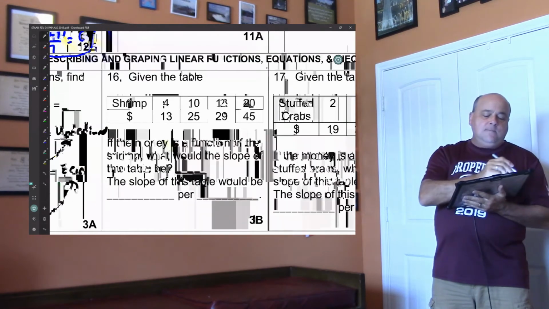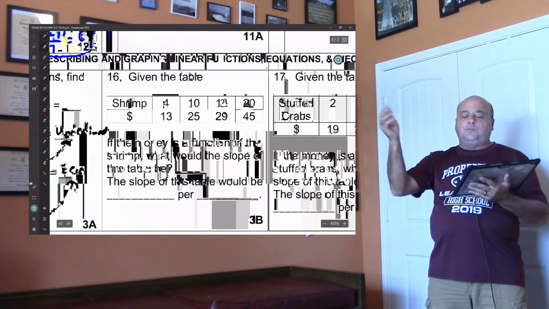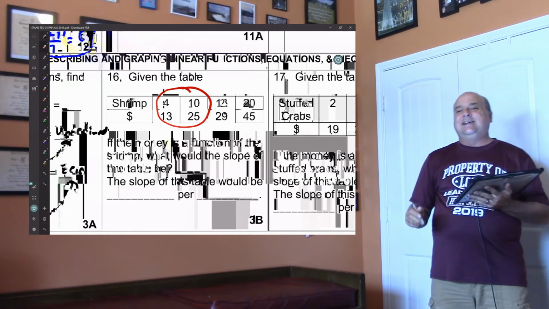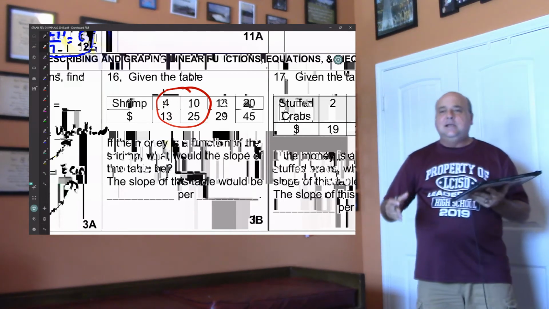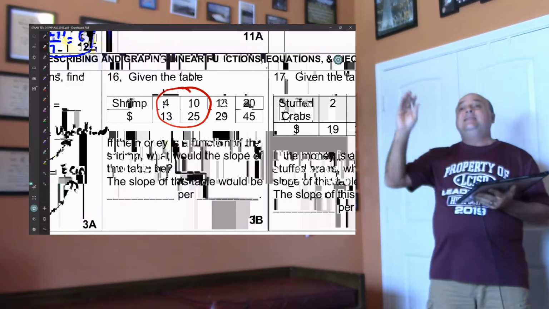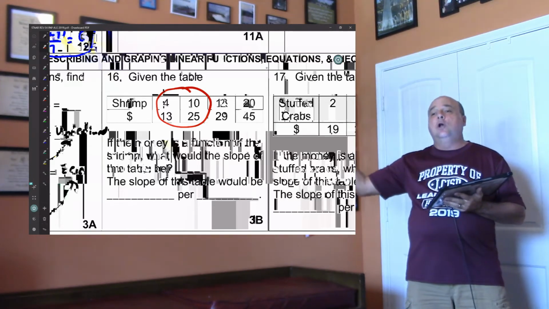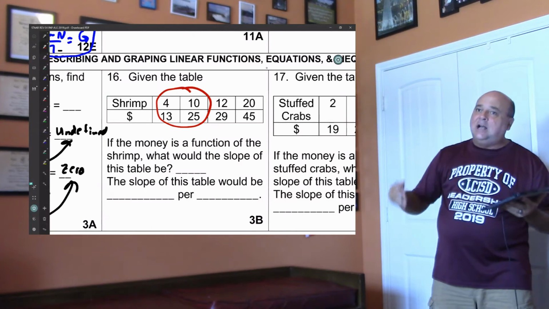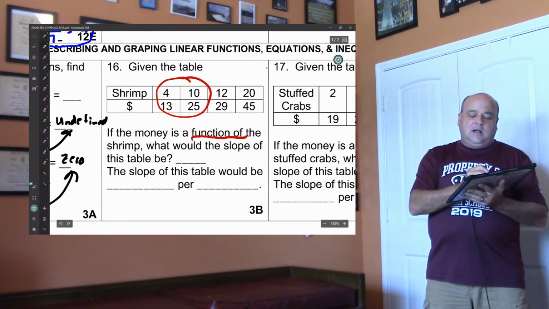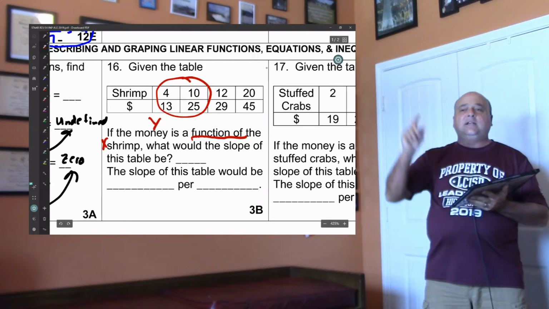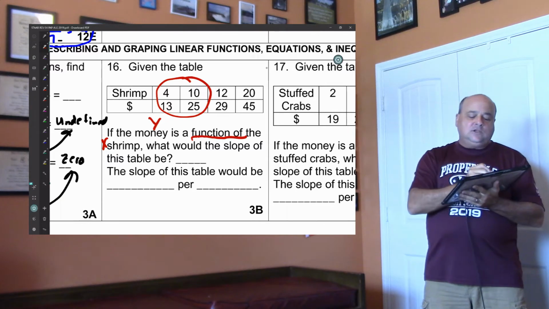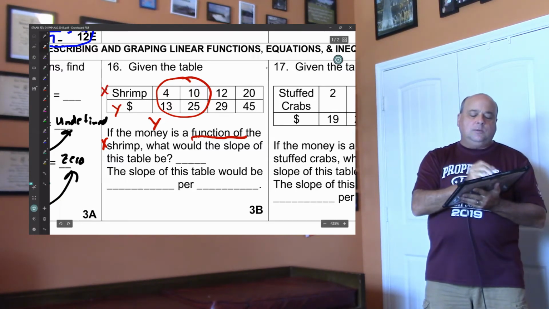Let's do number 16. Please do these problems the same way. Just get the slope of these two. Sometimes the other numbers, like I messed up last year when I made these, I don't have time to edit them, but just use the first 2 points every single time. Technically, you should get the same slope on all of them because it's a constant rate of change. Remember also, underline function of: this is my y, this is my x. Y is a function of x. So my y will be dollars and my x will be shrimp.